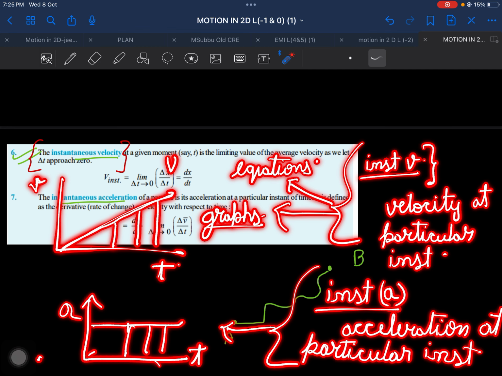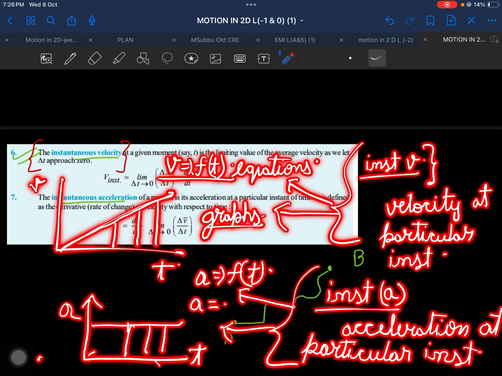Suppose v as a function of time is given to you, then you simply put the time and find the velocity. That will be your instantaneous velocity. Or suppose an equation is given for a as a function of time, say a equals 2t. You put t equals 1, you find the acceleration. You put t equals 2, you find the acceleration. That's how we can proceed.